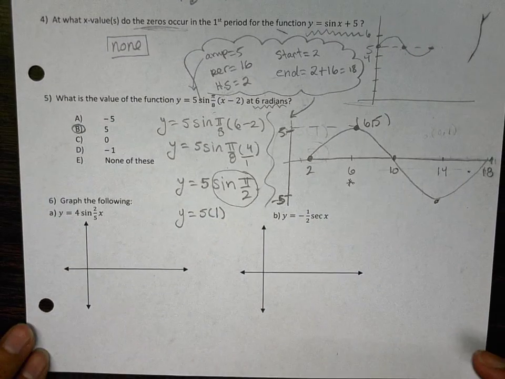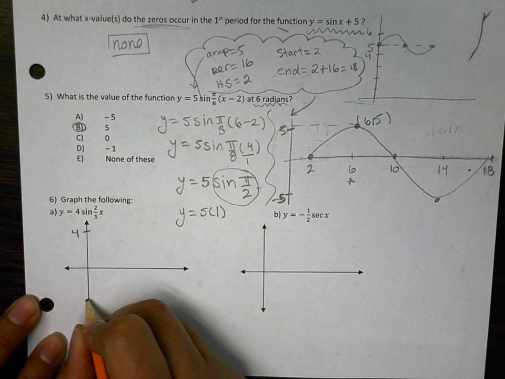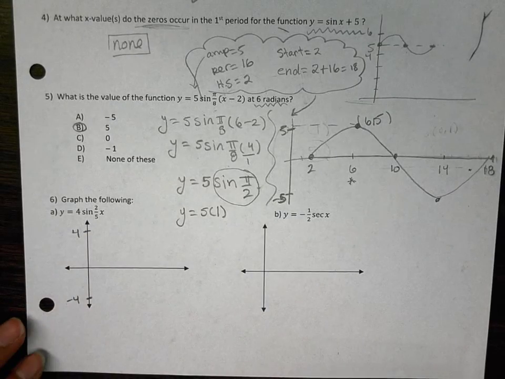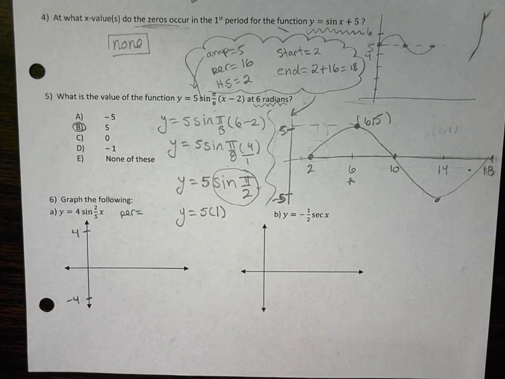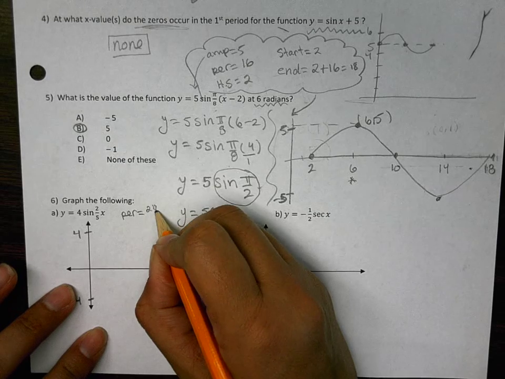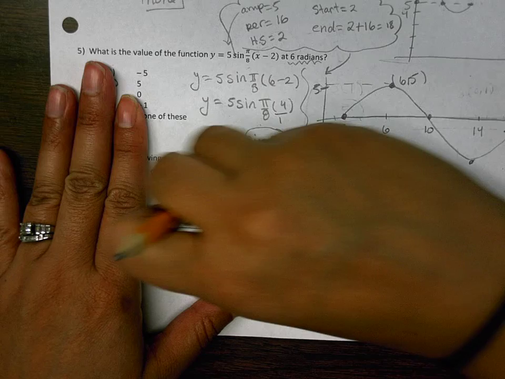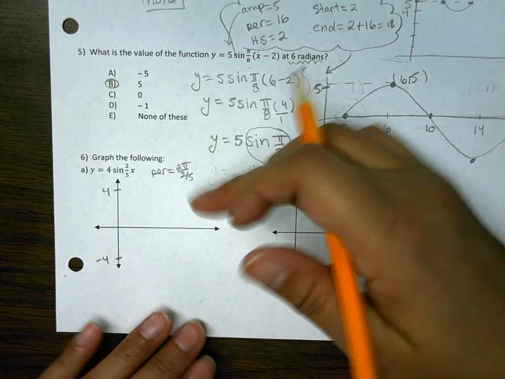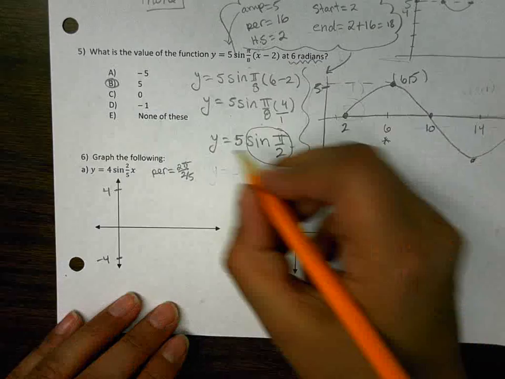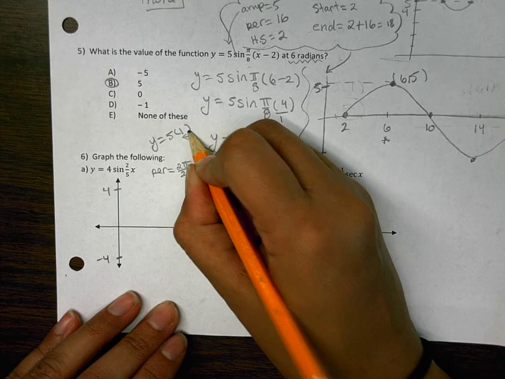All right. Graph the following. Y equals 4 sine 2/5 x. What is the amp? 4. Period. Pi over b or 2 pi over b? 2 pi over 2/5. Now, on your test, I would expect to see some workspace around your graph. Okay, so what do we get?